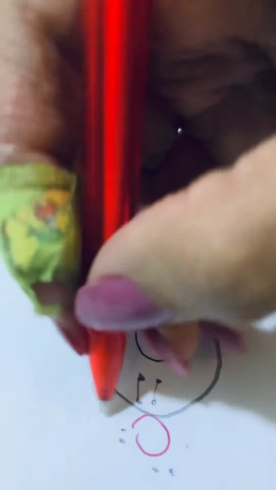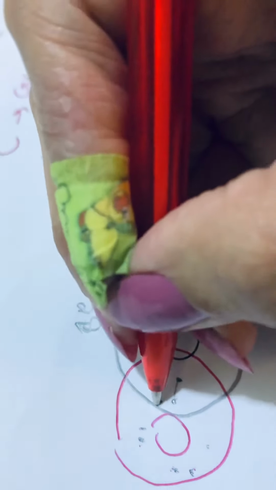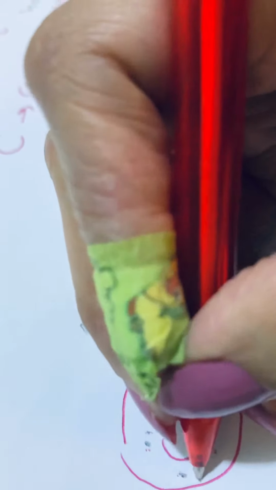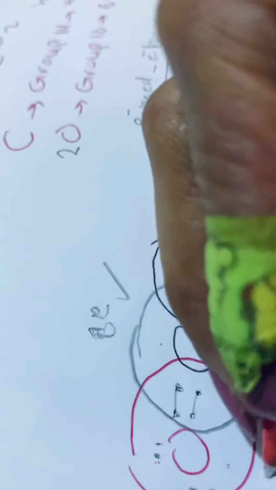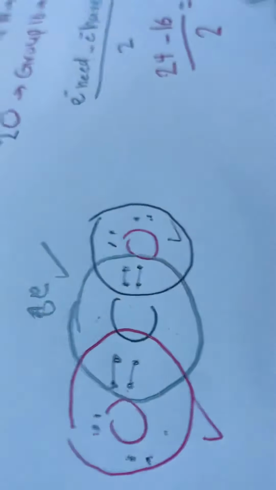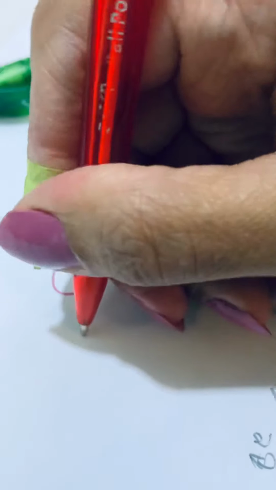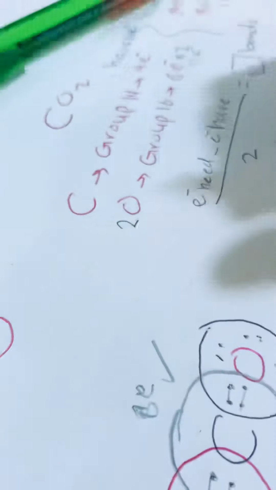Let's see this one here. 1, 2, 3, 4, 5, 6, 7, 8, which means it follows the octet rule. So the correct structure is gonna be carbon with a double bond to each oxygen. This is gonna be your Lewis structure.